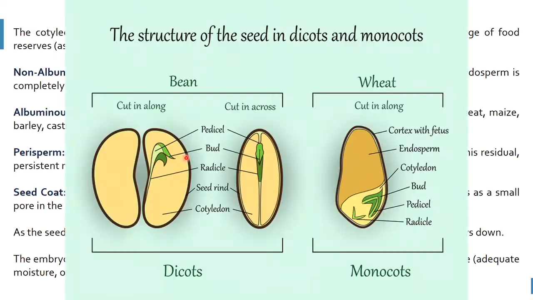Let's take an example. This is the structure of bean and wheat. Here we have two cotyledons in the bean and no endosperm present, so this is a non-albuminous seed. Whereas in case of wheat, there is endosperm present, so this is an albuminous seed. Most of the dicots are non-albuminous seeds, whereas most of the monocots are albuminous seeds.